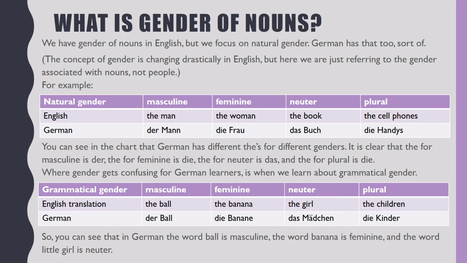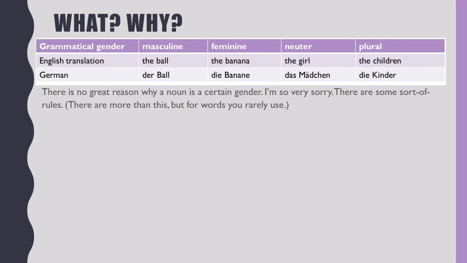So you can see that in German, the word ball is masculine, the word banana is feminine, and the word little girl is neuter. What? Why? There is no great reason why a noun is a certain gender. I'm so very sorry. There are some sort of rules. There are more than this, but for words you rarely use. So I've included the chart from the previous page so you can still see the categories.